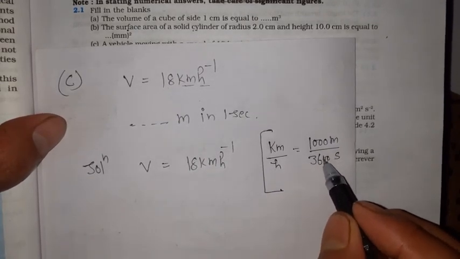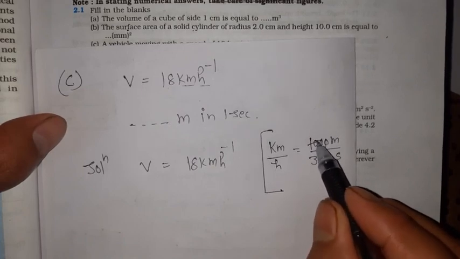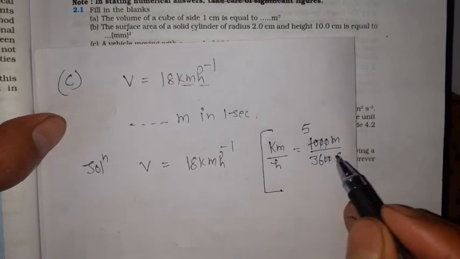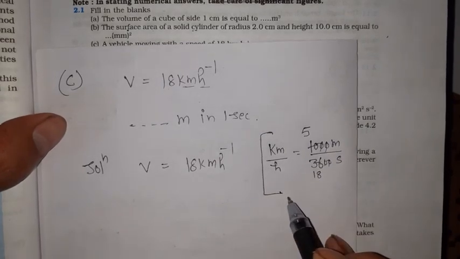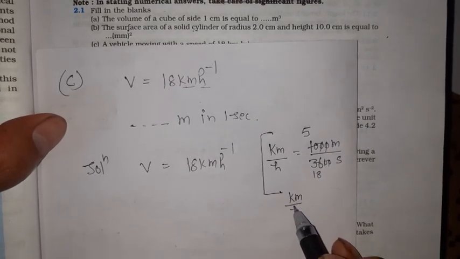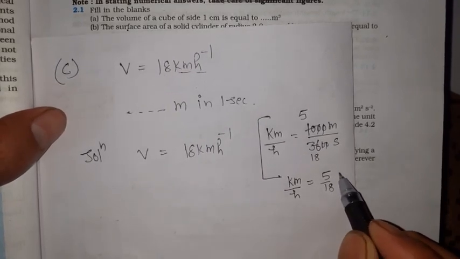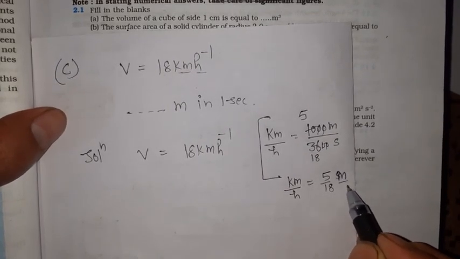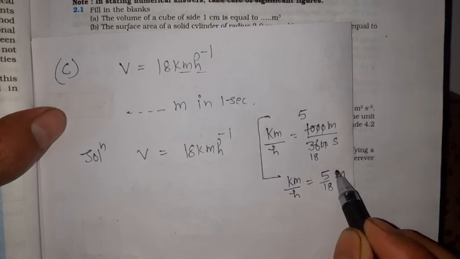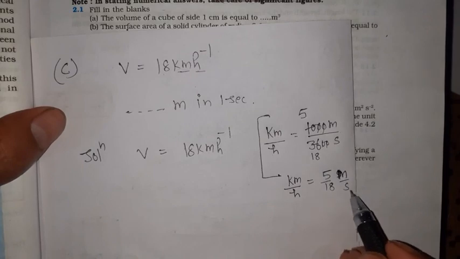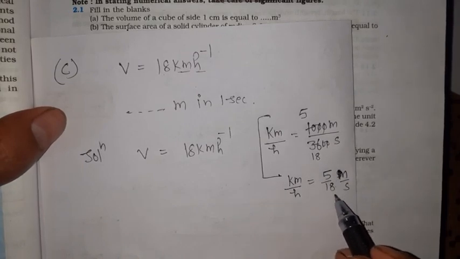Okay, so these zeros are going to cancel, and we get divided by 2, so we get 5, and here it is 18. So thus I get over here that the conversion is 5 by 18, meter per second. So remember this one, that whenever we have to convert kilometer per hour into meter per second, we need to multiply with this 5 by 18 factor.